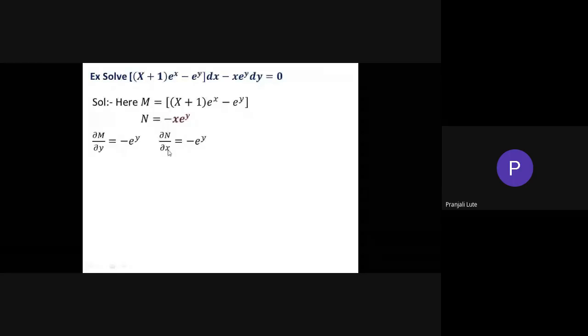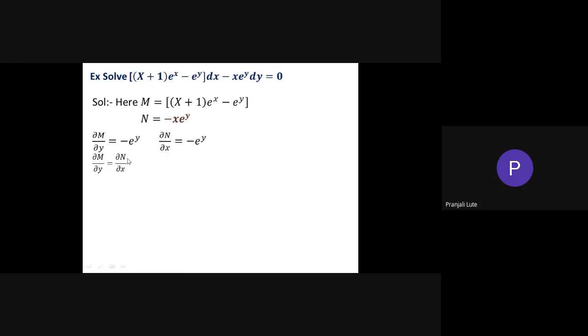Means here both are same. So this is the sufficient and necessary condition for the exact differential equation. This condition shows that your given differential equation is exact, and if your given equation is exact, then we have to find out the solution. So how to find out the solution of that differential equation?